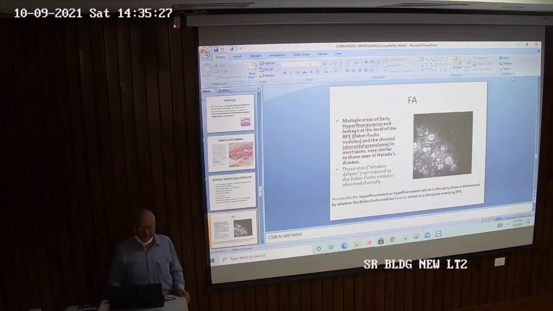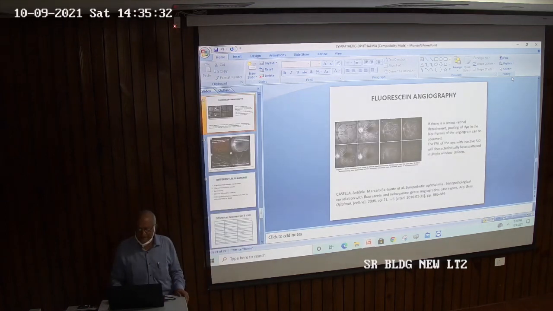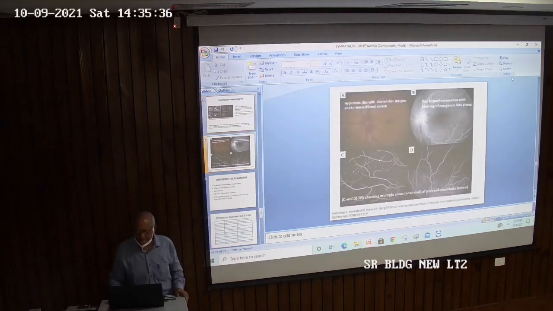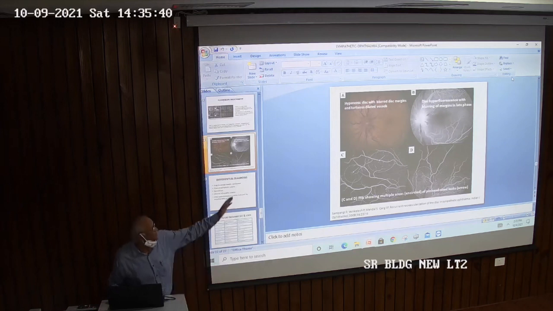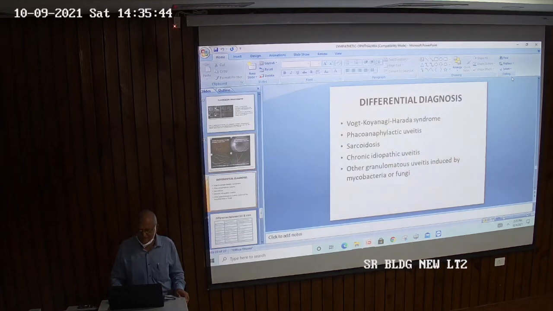Again, see multiple hyperfluorescent nodules. This is the fluorescein angiography. This is a leakage of the dye in the tubercular part. Again, you can see the hyperfluorescent disc. Disc edema, and many times papilledema, is also seen.